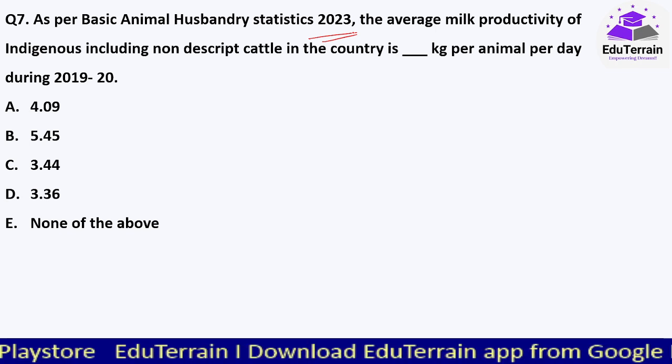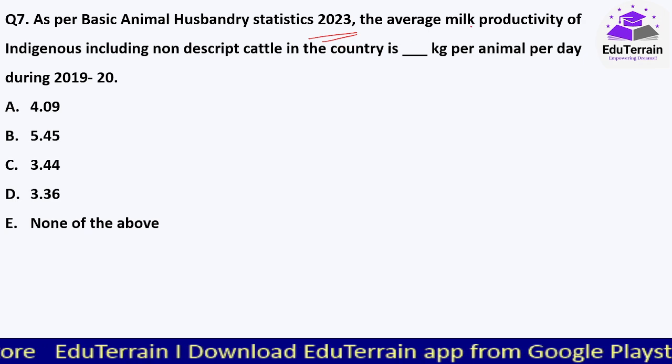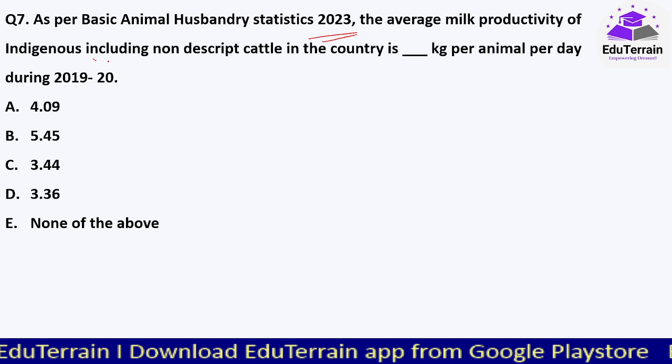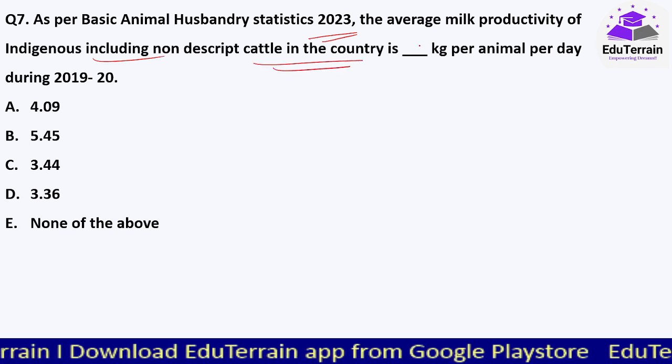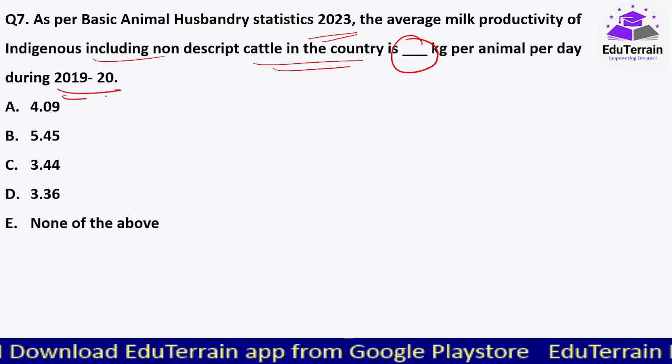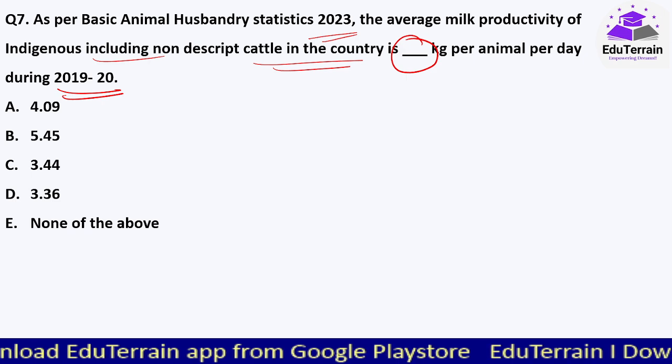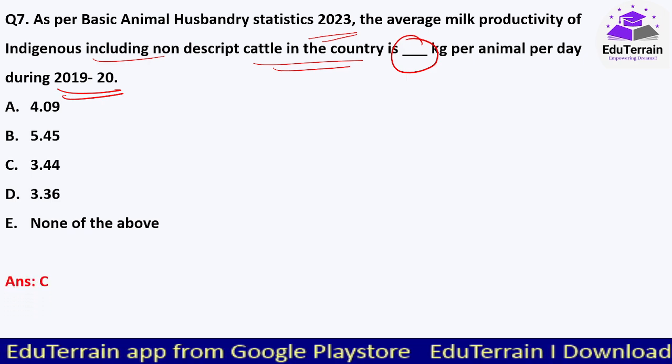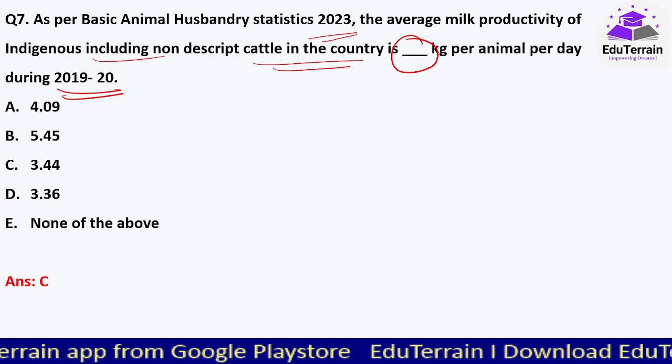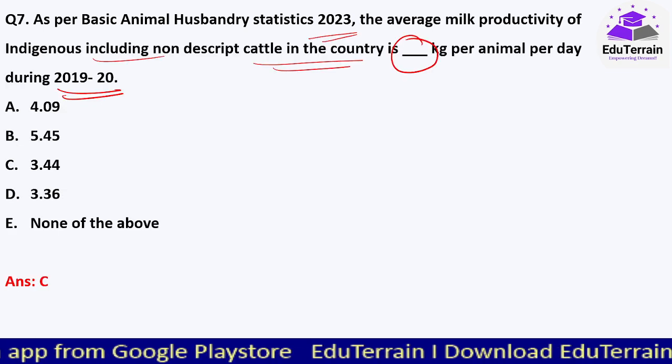Okay, now here as per the basic animal husbandry statistics, the average milk productivity of indigenous including non-descript cattle in the country is how much kg per animal per day during 2019-20? It is 3.44 kg per animal per day.